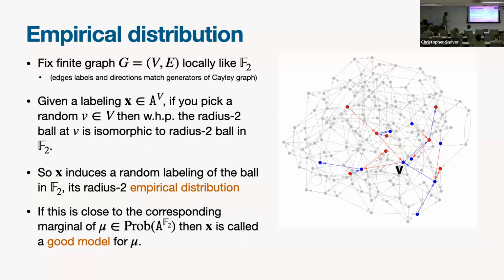And that gives me a random labeling of the radius 2 ball in F2. And what I want to do then is that random labeling, if that's close to the marginal of mu on F2, I want to say this is like a good model for mu. Or maybe more in terms of what I was saying with Shannon entropy, this X has local statistics that are sort of determined by mu, at least out to like radius 2.